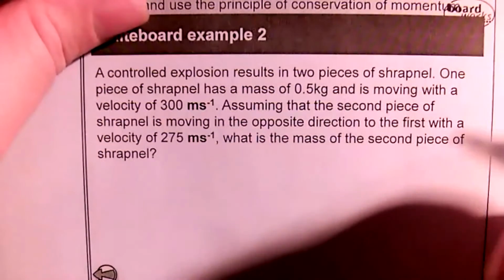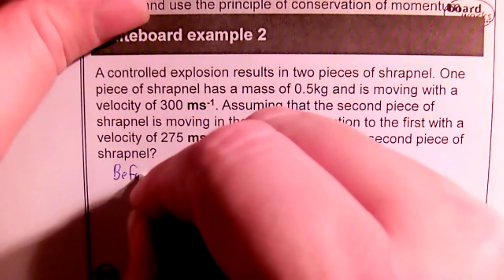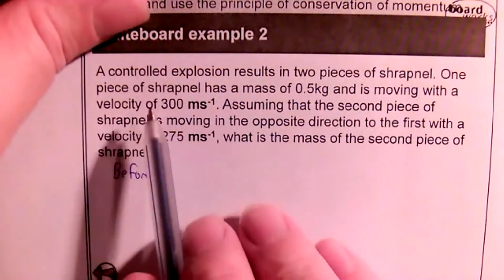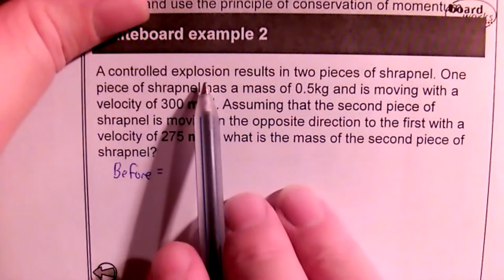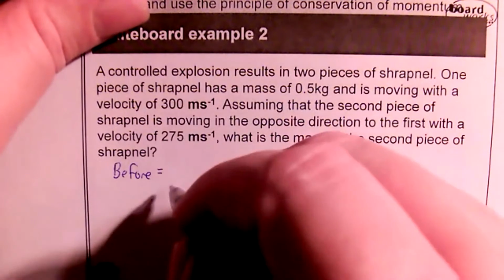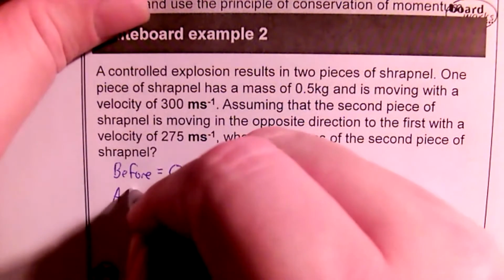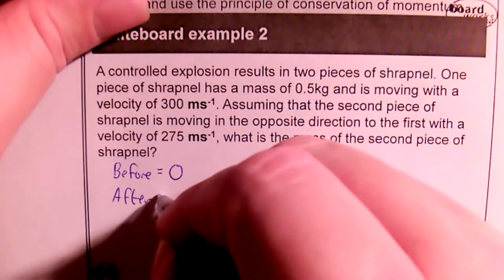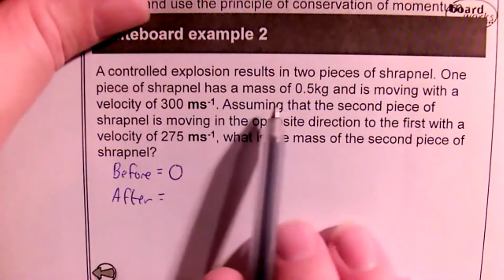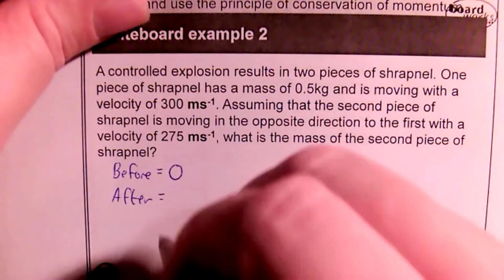So again, this is momentum. We start off by working out the momentum before. Well, it's a bomb, and initially it hasn't exploded yet. If it's not exploded yet, nothing's moving, so the momentum is 0. We then say the momentum is going to be the same afterwards. So let's get an expression for the momentum. This part is 0.5 kilograms at 300 meters per second.